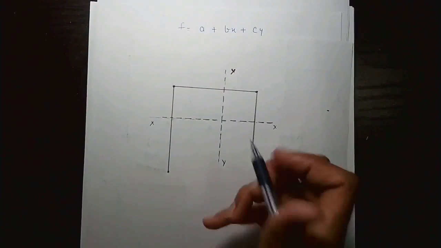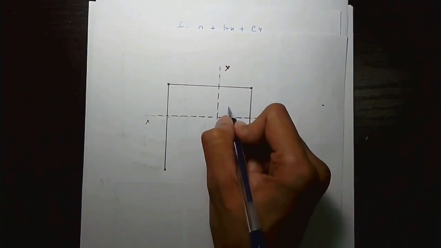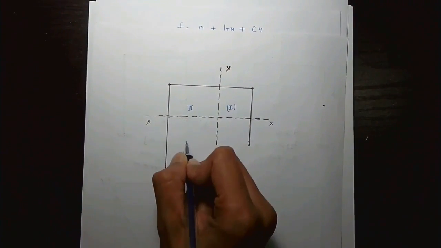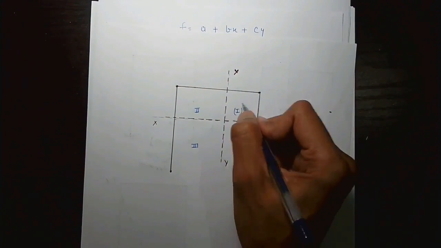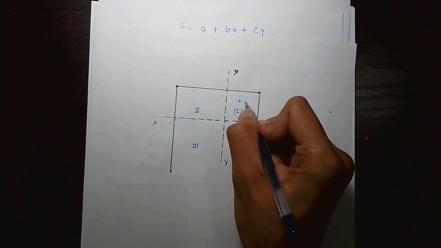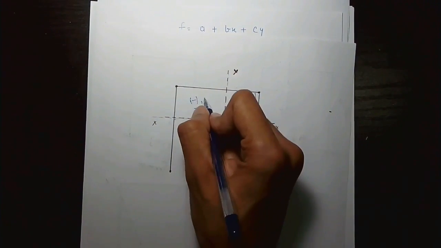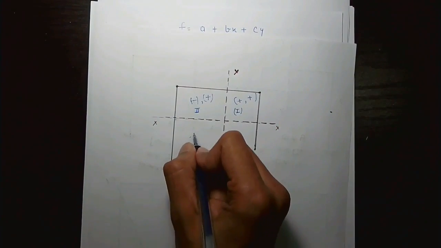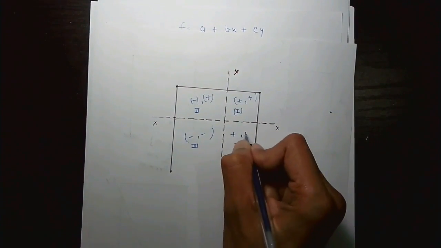Now for the sign convention, if this is the Portal frame and x, y are principal axes, then first quadrant, second quadrant, and third quadrant. In this quadrant x, y will be positive, x and y positive positive, and in this quadrant x y negative positive, and negative negative, and positive negative.